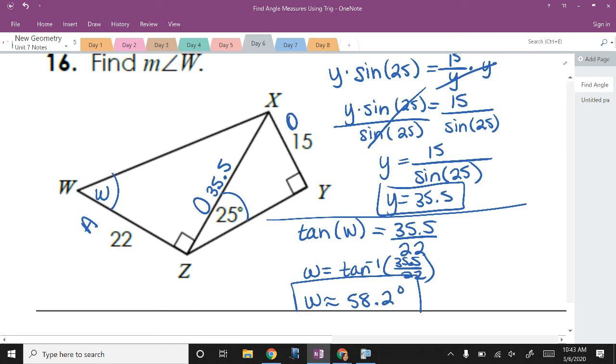So do y'all see how we have to find missing pieces sometimes to find a specific piece that we want? Just depends on what information is provided in a triangle.